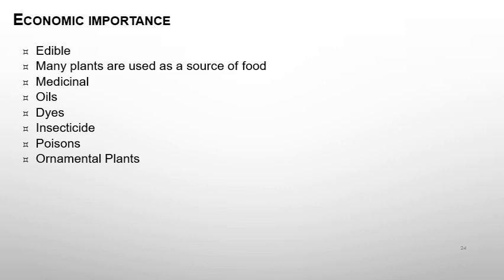Now here we have the economic importance of the Asteraceae family. Some members of this family are used as food. For example, we have lettuce, which we also call salad, and that we use as food. In addition to this, we also have medicinal importance of this family. For example, here we have Artemisia, and that produces a drug called santonin, and this drug is very useful for roundworms.